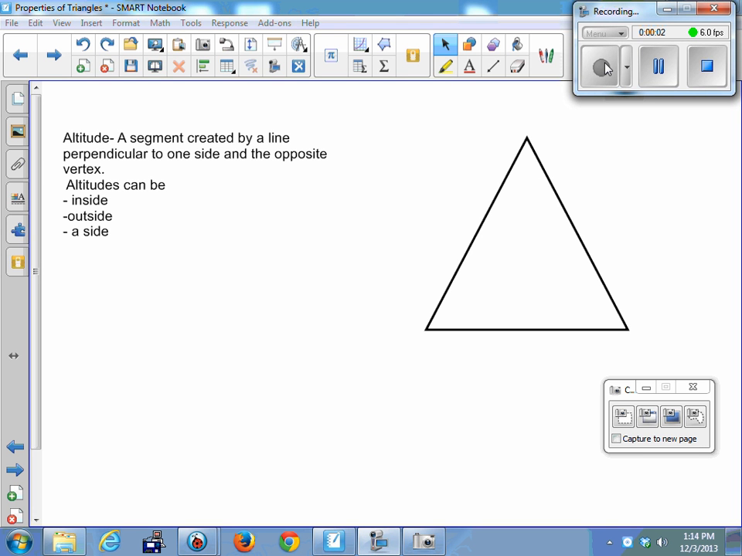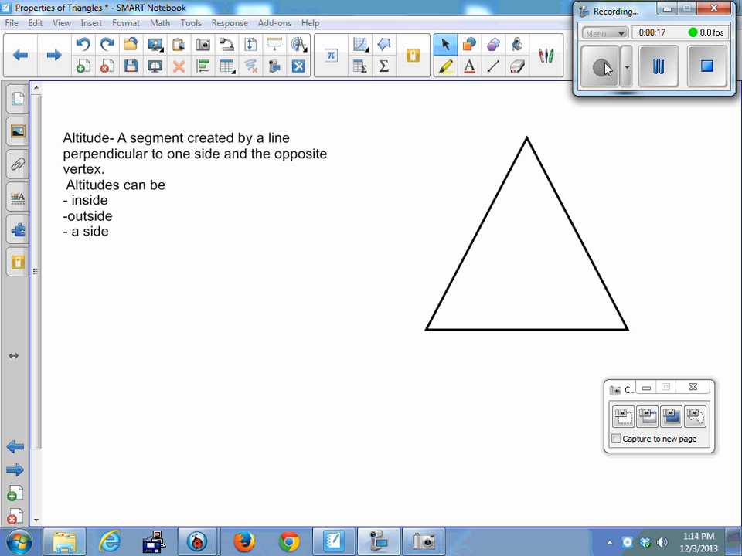All right, today we're going to talk about altitudes inside of a triangle. This is a segment created by a line perpendicular. That means it intersects at a 90-degree angle to one side and the opposite vertex.